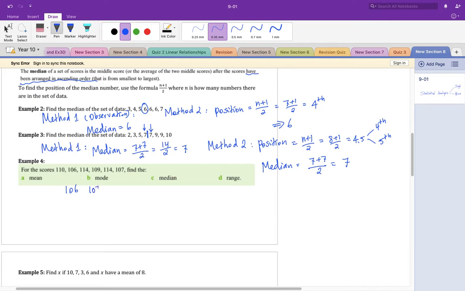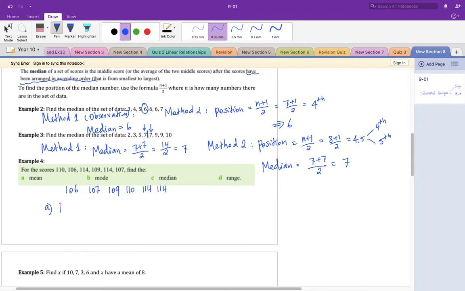You have 107, and then 109. And then you'll have 110 and 2 114s. Alright, so there are 6 numbers.